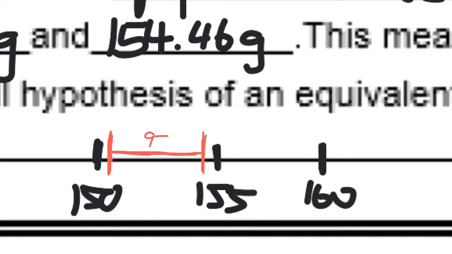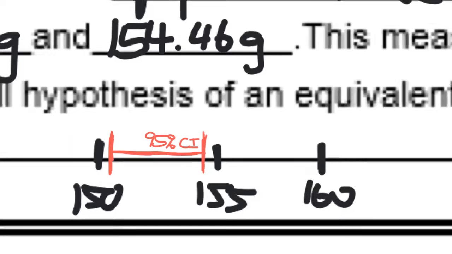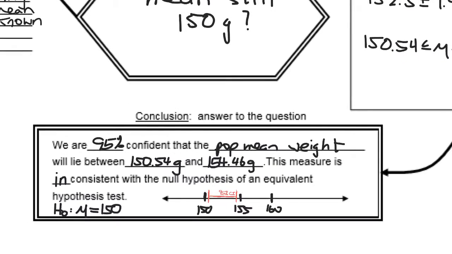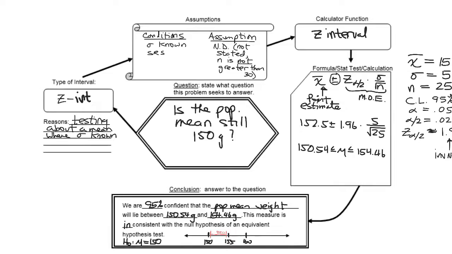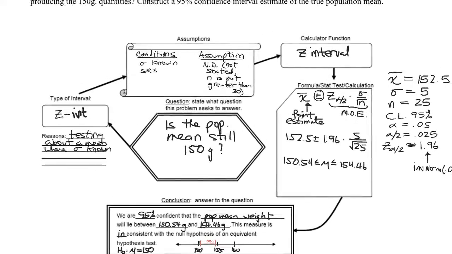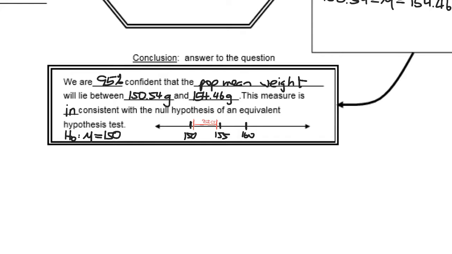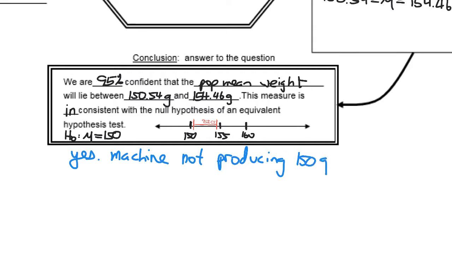All right, so this is our 95% confidence interval. Hopefully it's pretty clear that the 150 is not going to fall within that interval. So with 95% confidence, 150 is not an appropriate value. Can we conclude that the machine is no longer producing the 150 gram quantities? Yes. Machine not producing 150 gram quantities.